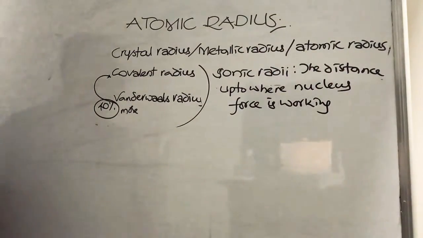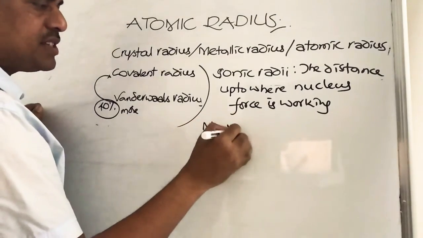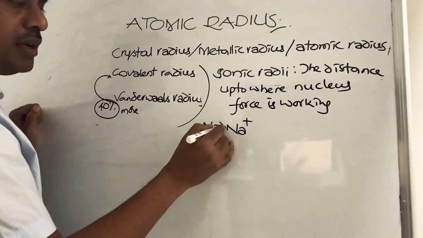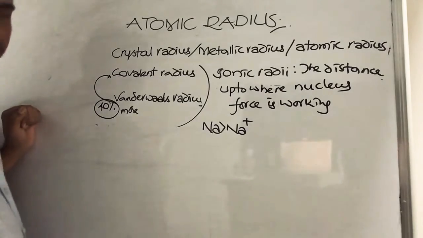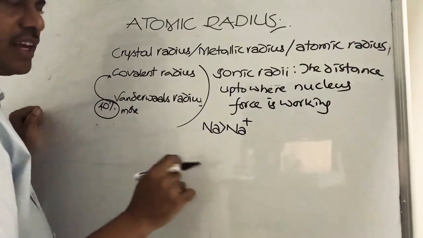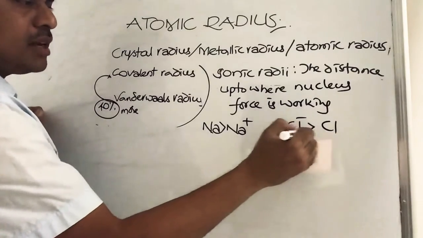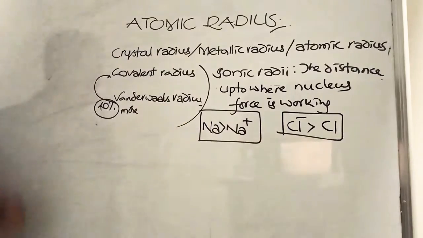So many interesting questions you can expect here. For example, sodium plus. Sodium plus is a cation. Sodium is a normal atom. Normal atoms are always bigger than cations. And Cl minus and Cl, if you see, anions are bigger than normal atoms. Why so?